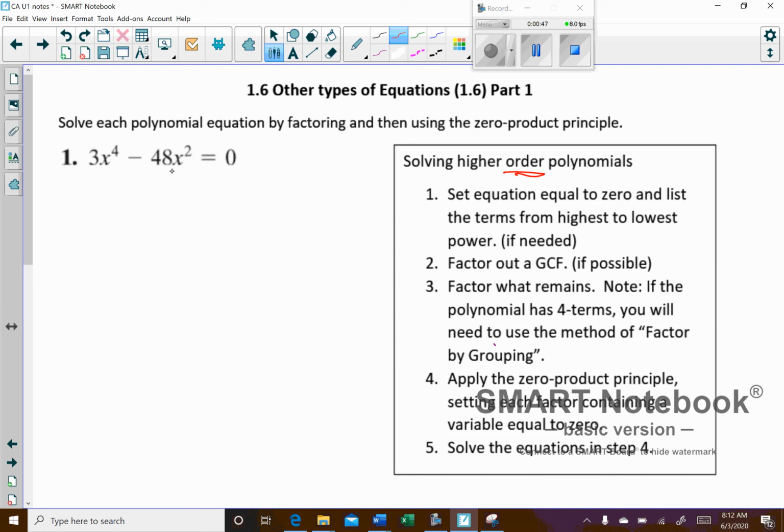And so that's what we're going to do here. We're going to set the equation equal to 0 and list the terms from highest to lowest power if needed. First one's ready to go. Then we're going to factor out a GCF if possible, and then factor what remains after that.